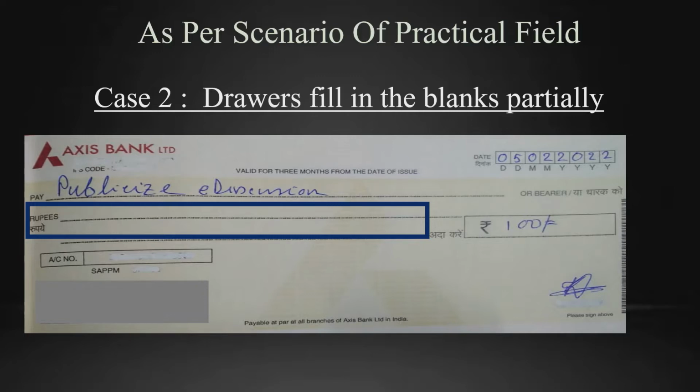This is case 1. Case 2: it has also been observed that drawers fill in the blanks partially. For example, one drawer has manually written on the hard copy of the check only the pay name, date and amount in digits. These have been mentioned on the hard copy, but the amount in words is not mentioned. So what is the solution here? The solution is to either write manually or to print using any utility.